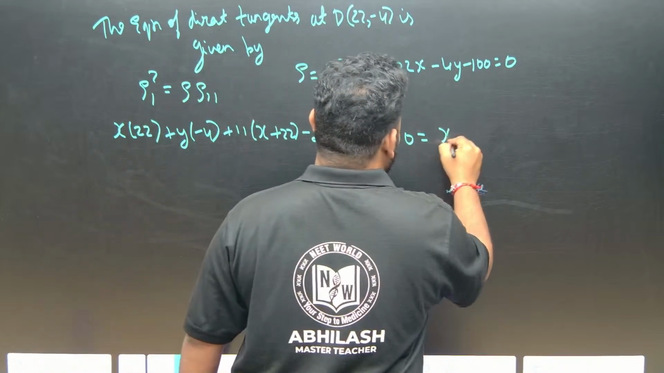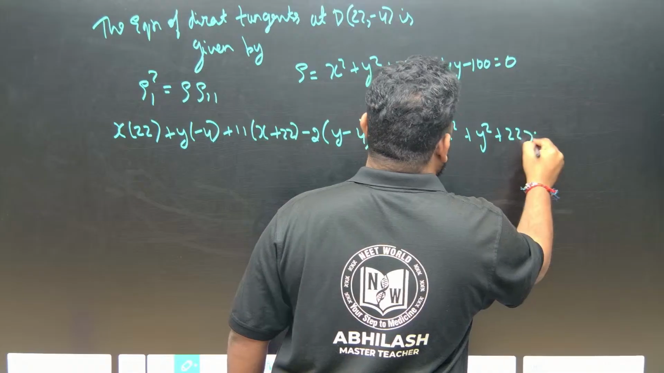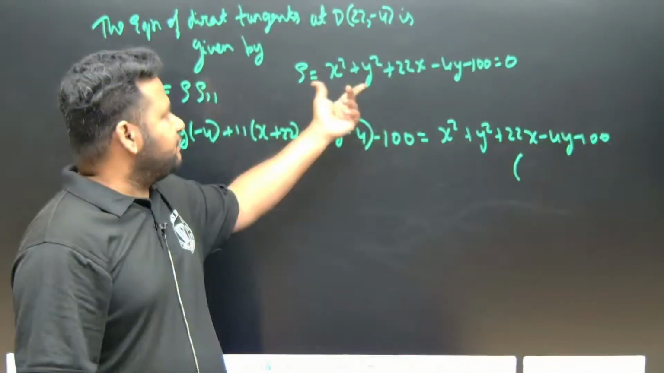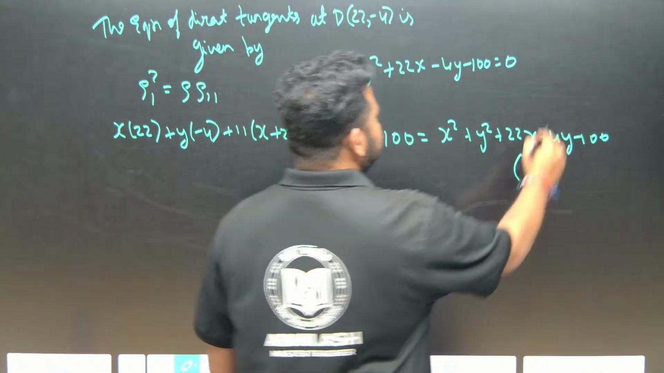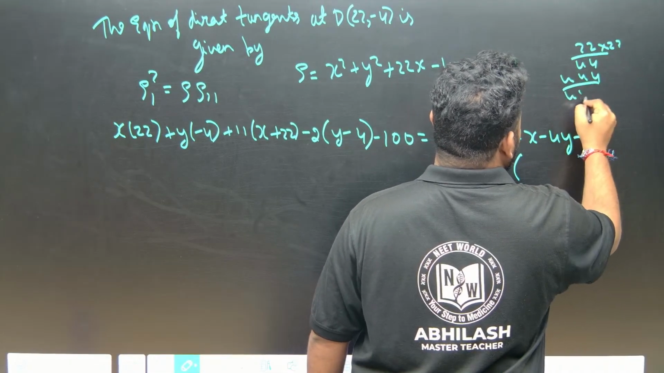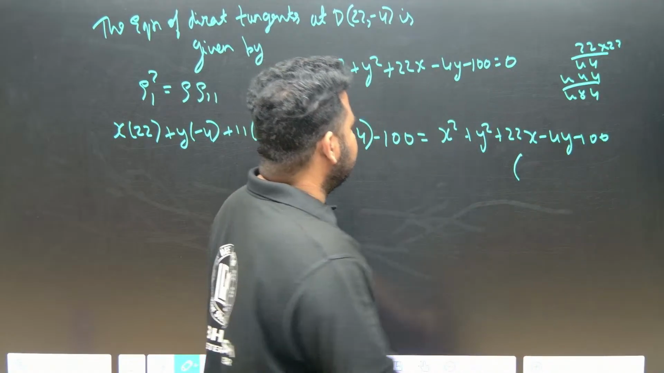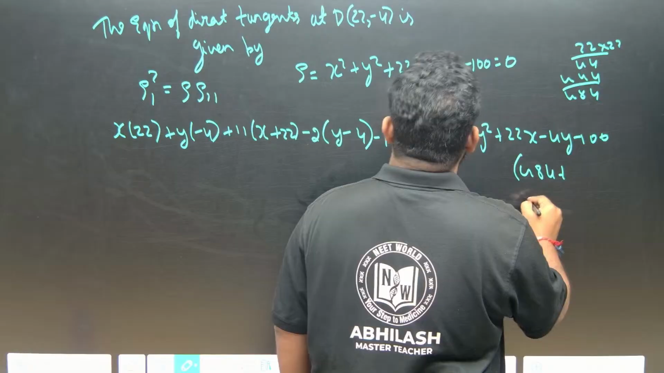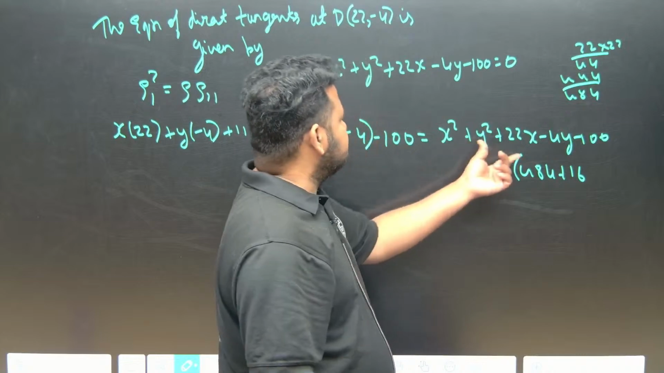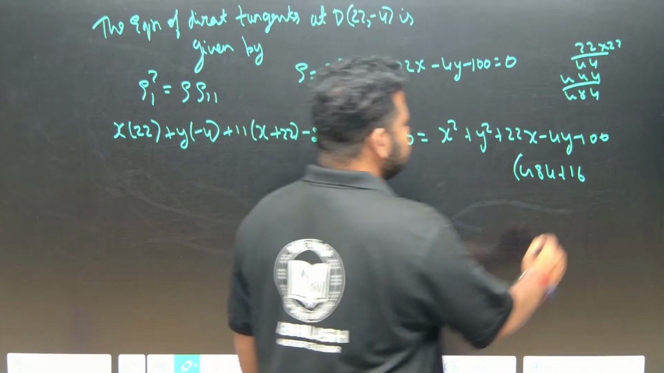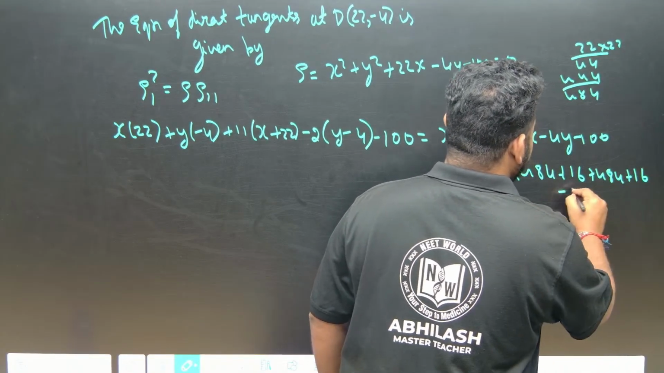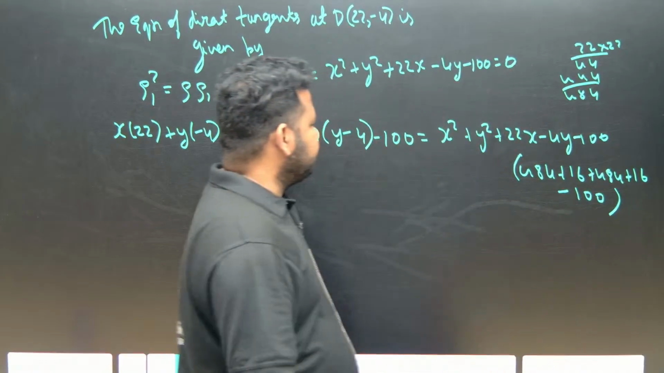S is x square plus y square plus 22x minus 4y minus 100. This into, for this one, if you put 22 comma minus 4, what will we get? 22 square is 22 into 22, that is 484, plus y square is 16, 22 into x, x is again 22 only, so 22 into x is plus 484, minus 4 into y is 16 only, minus 100 we will have.